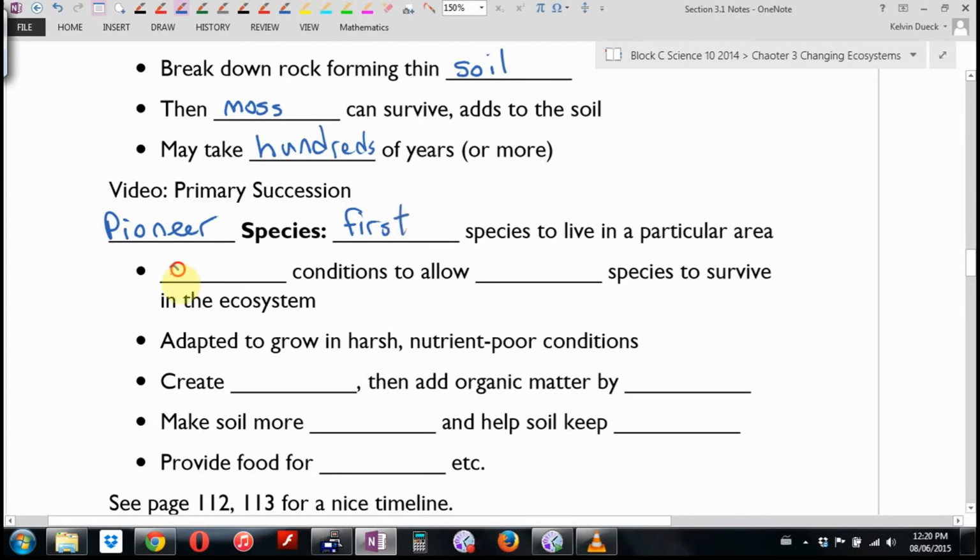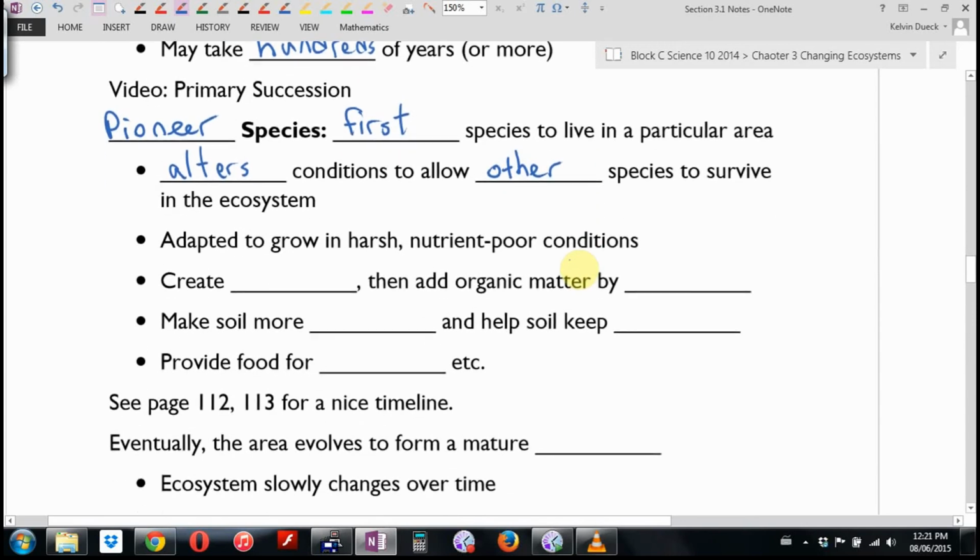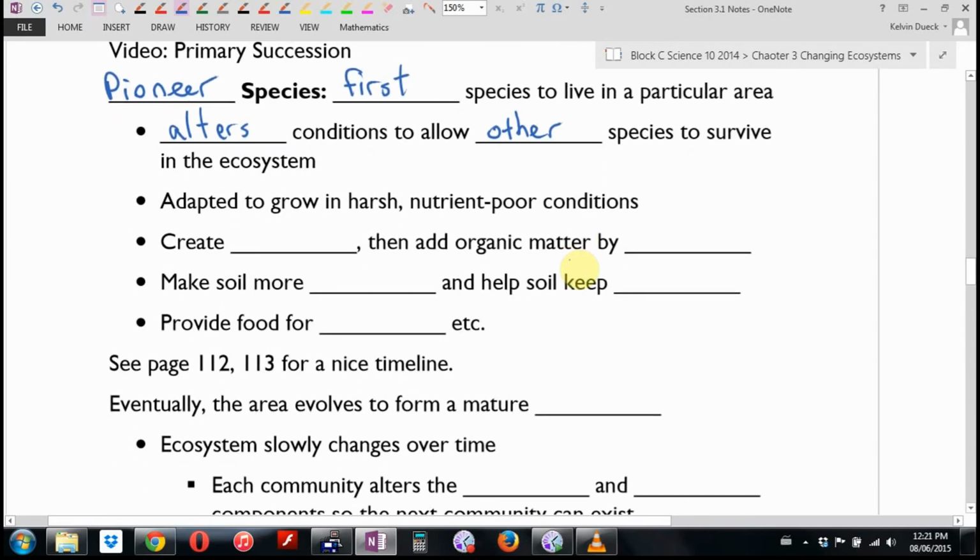And what they do is they alter the conditions to allow other species to survive in the ecosystem. So these pioneer species are adapted to grow in harsh, nutrient-poor conditions. And the key is they create a word that begins with the letter S and rhymes with oil. Soil. And they add organic matter by dying and decaying. They enrich the soil with their death. Compost.